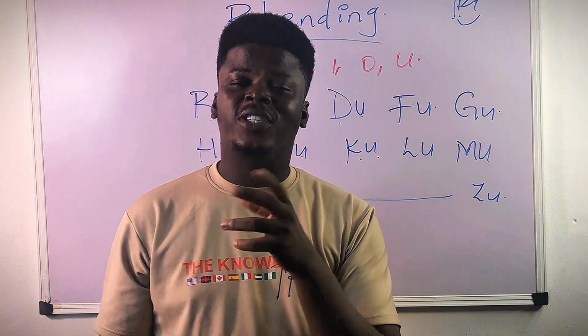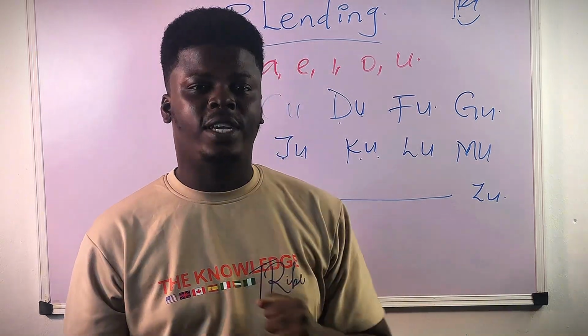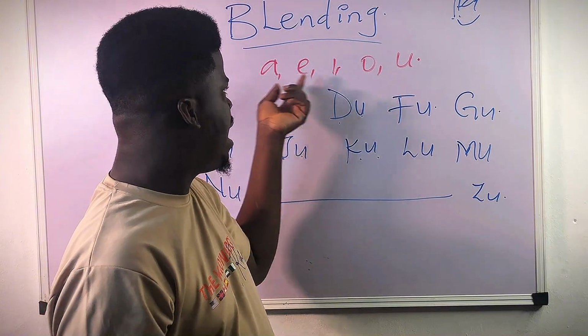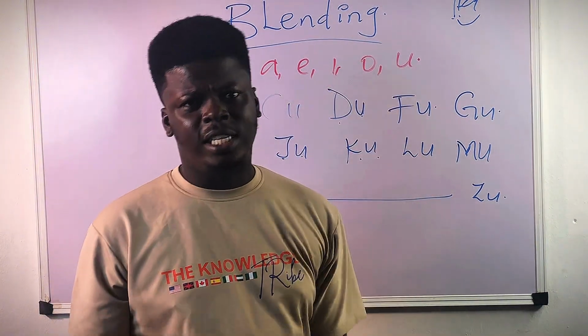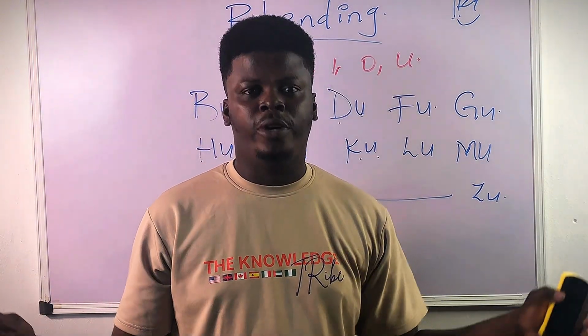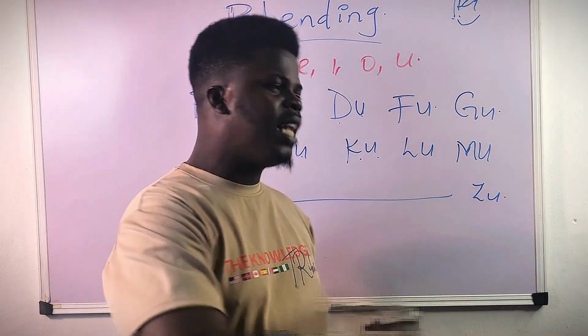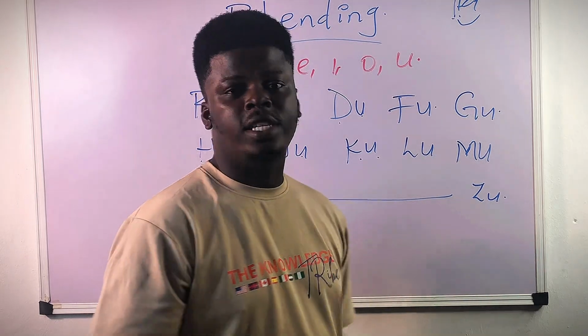In the next video, we're going to learn how to blend 3-letter words, okay? That's what we're going to do in the next video. So we're going to learn using the A, E, just the same way we did it now, but then it's going to be very broad because now we're moving into 3-letter words. Fantastic.